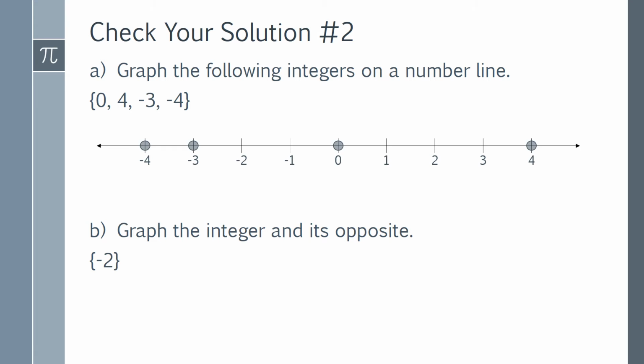Now for Part B, we need to graph the integer and its opposite. Once again, start by drawing the number line, and then we will graph -2, 2 spaces to the left of 0. Opposites have the same distance from 0, but one is positive and one is negative. So the opposite of -2 is +2, which we find 2 spaces to the right of 0.